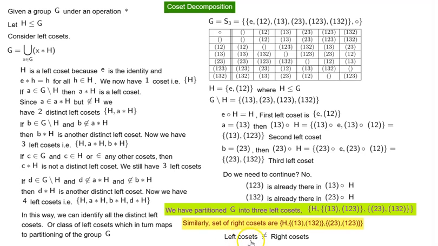Here if you notice, left cosets are not equal to right cosets. Yes, the subgroup itself is there in both left and right cosets, but here you see we have 1 3 and 1 2 3, and here we have 1 3 and 1 3 2. Here we have 2 3 and 1 3 2, and here we have 2 3 and 1 2 3. So the left and right cosets are not equal.